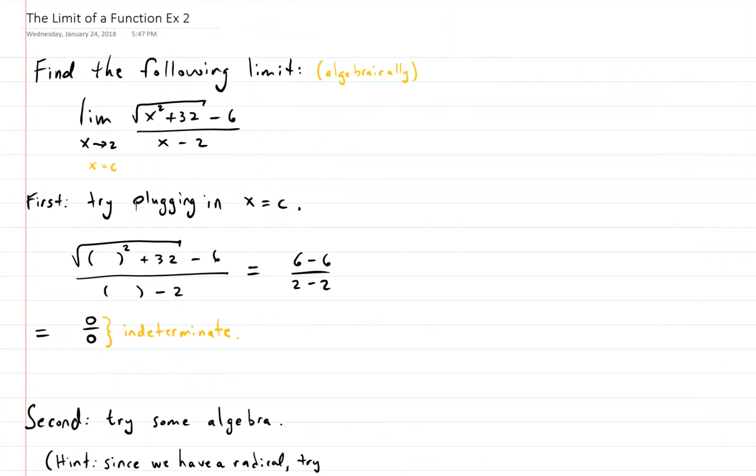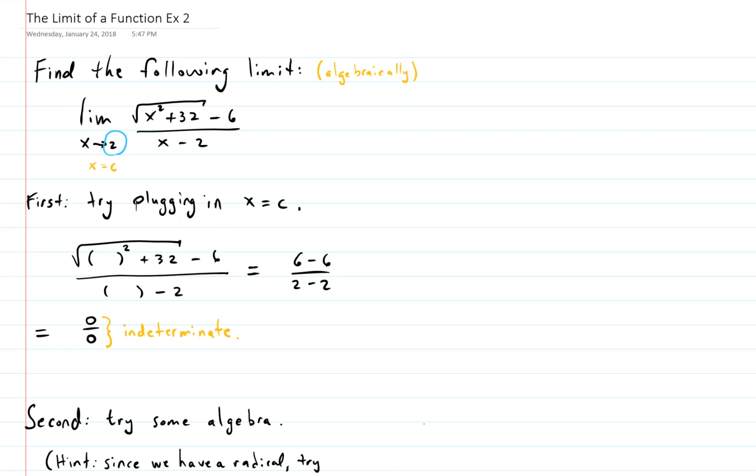Today we're going to talk about finding the limit of a function algebraically. The first thing you generally should try when finding a limit algebraically is to plug in the c value. Because if you plug it in and the result is a real number, meaning you actually get something, it works out and it isn't something like 0 over 0, then you're done and you found the actual limit.